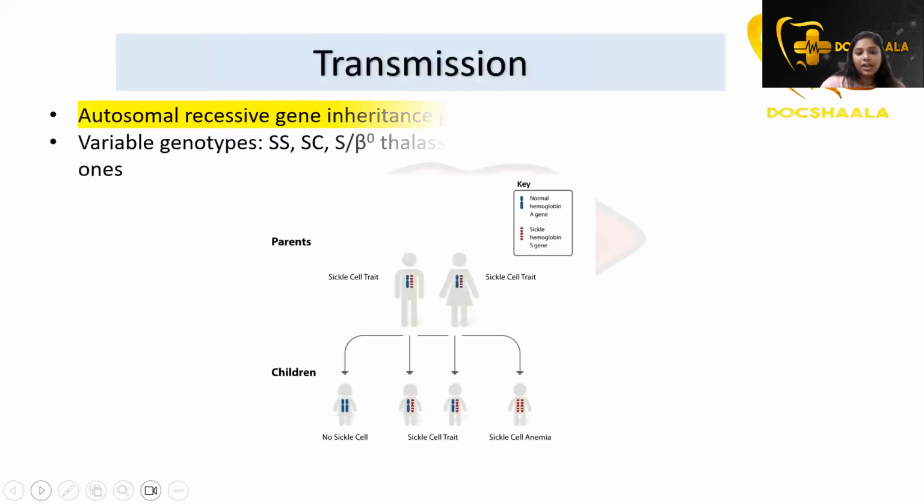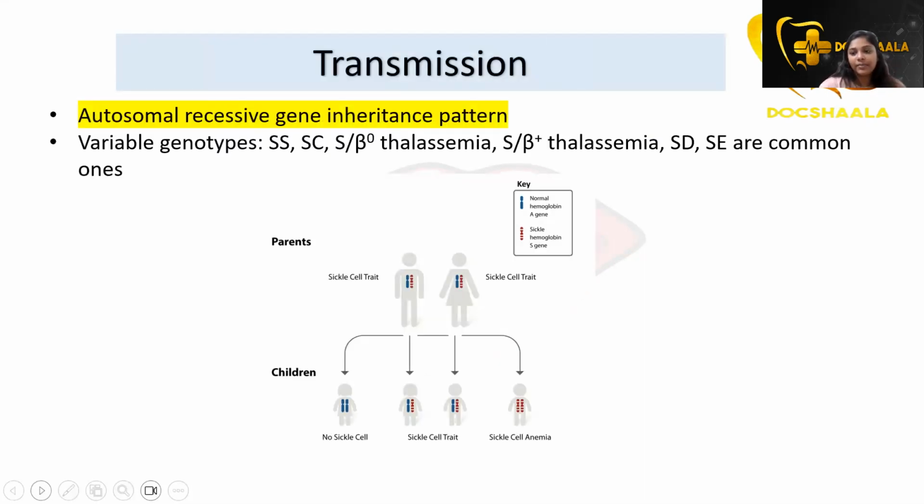Then coming to the transmission. How is sickle cell anemia transmitted? It is an autosomal recessive gene inheritance pattern. This is important, please make a note of it. Through the autosomal recessive inheritance pattern, sickle cell anemia is transmitted hereditarily. The variable genotypes include SS, SC, S beta zero thalassemia, S beta plus thalassemia, SD and SC, which are the common ones.